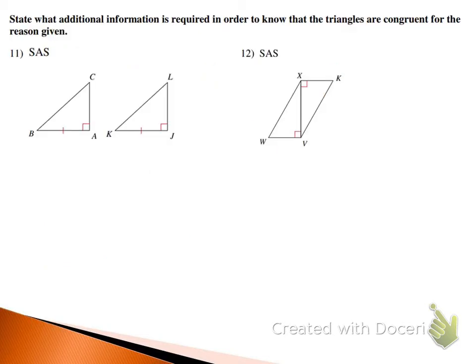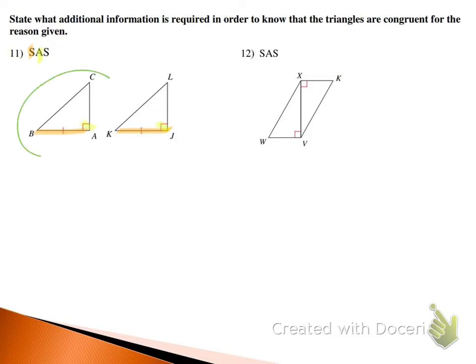All right, now we move forward again. Pretty sure that's the last time we bounce back and forth. State what additional information is required in order to know the triangles are congruent for the reason given. So if something is missing, we have to state what else we need. So we want to prove side angle side. Let's look at what we do have. Do we have a side marked congruent to a side? Yes. Do we have an angle congruent to an angle? Yes. Do we have another side congruent to another side? No. So we need to name two sides that should be congruent to have side angle side.